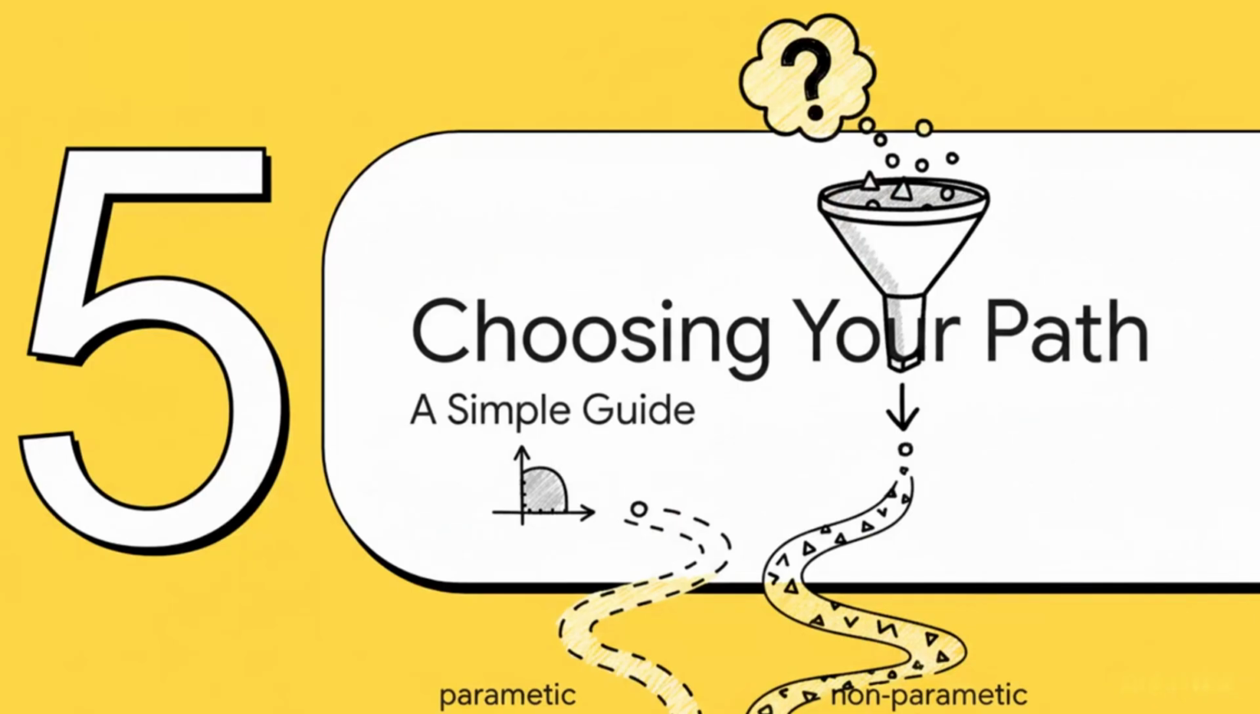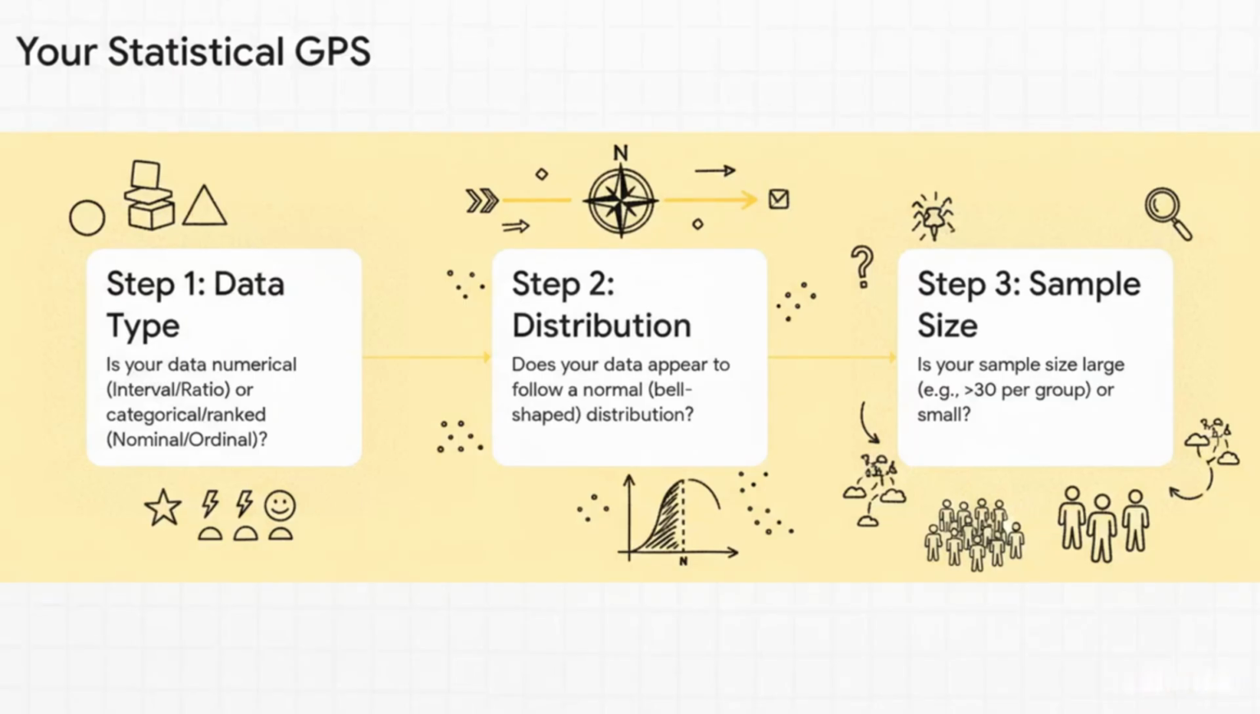So after all that, after the head-to-head comparison, the big question is still there. How do you choose? Let's boil all of this down into a simple, actionable guide to help you pick the right path for your specific data. I want you to think of this as your statistical GPS. All you have to do is ask yourself 3 simple questions. First, what type of data do I have?